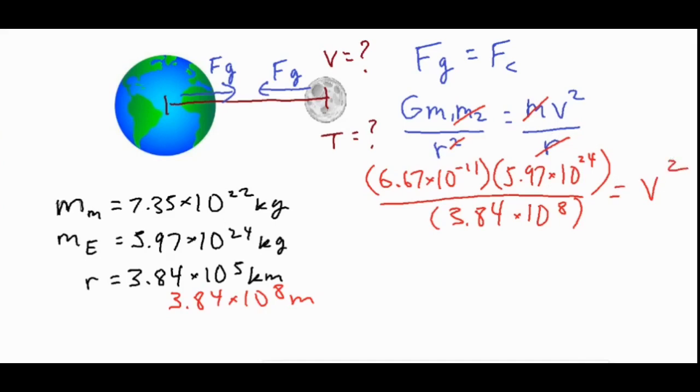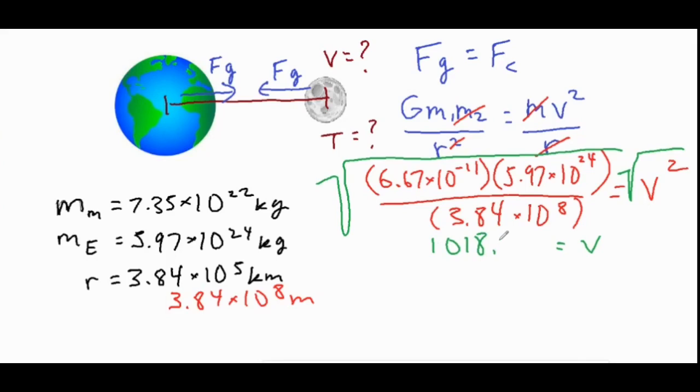So what you're basically doing is you are square rooting this entire side. So after multiplying these two and then dividing it by the r value, we get a velocity of 1018.32. And that's our orbital velocity of our satellite, which is the Moon. Now, second thing we're going to take a look at is we're going to solve for the period of the Moon, so the amount of time it takes to complete its orbit.